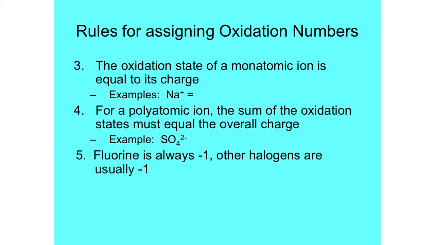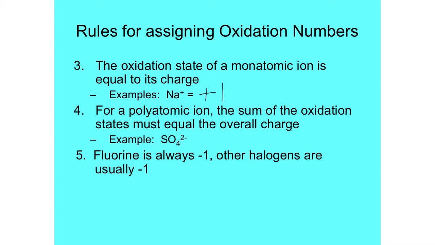And this is an easy rule, but this is the rule that people tend to forget. All right, so rule number 3, oxidation state of a monatomic ion. So that means something by itself is equal to its charge. So if we have Na with a plus charge, that's going to be +1.